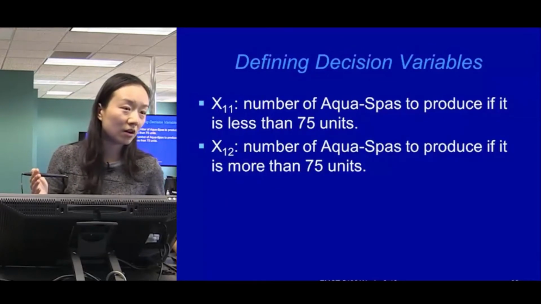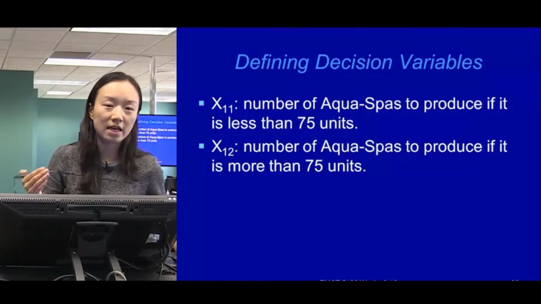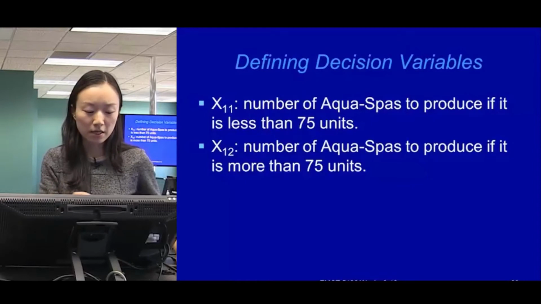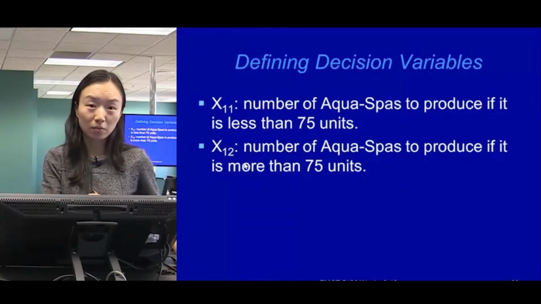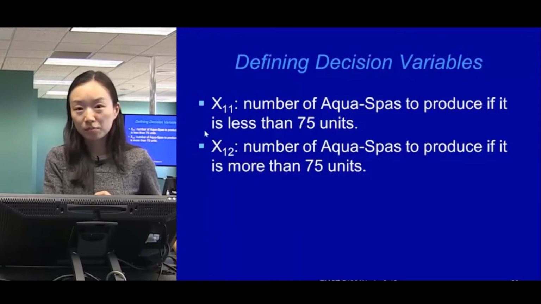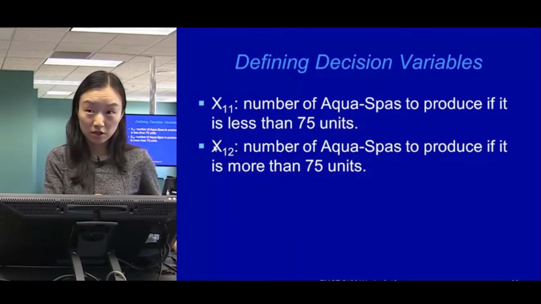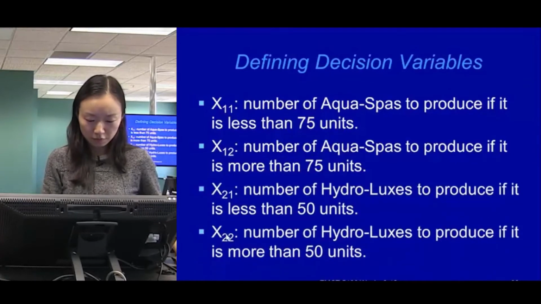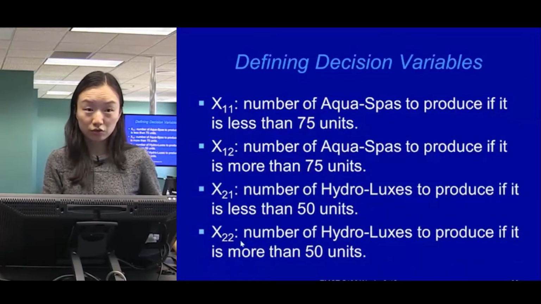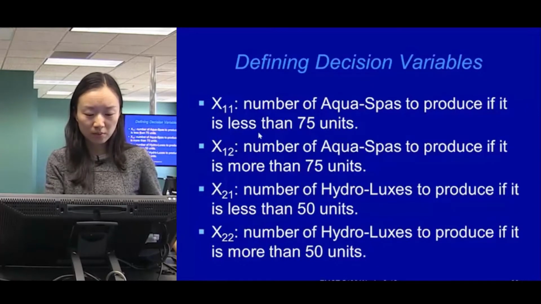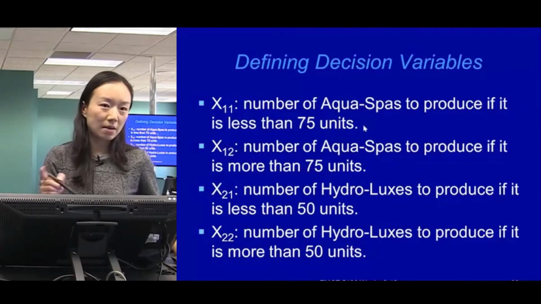You can have, say, if you produce 76 units, then your x11 will be 75, x12 will be 1 in the previous case. But in this case, we know that only one of them will be used. When we define the decision variable, we need to define the relationship between these two. Okay, so with the same logic, for hydrolysis, we have another two variables, with two variables representing the same thing.